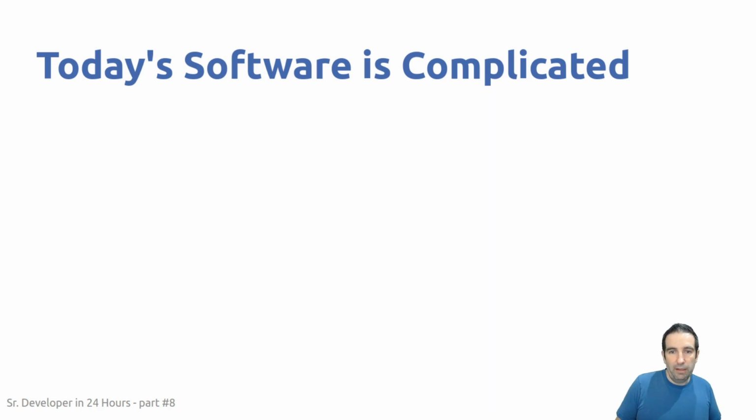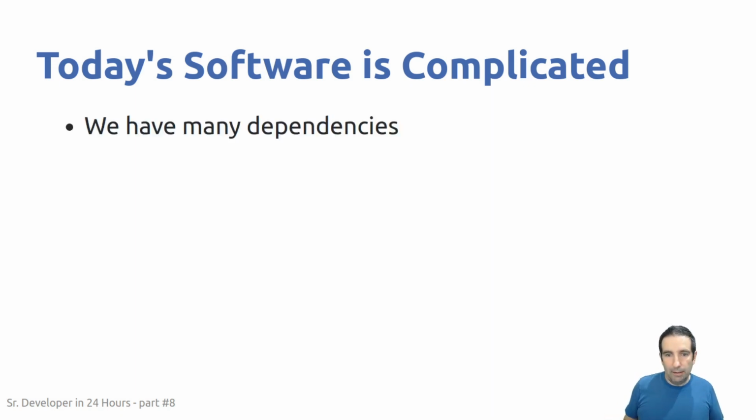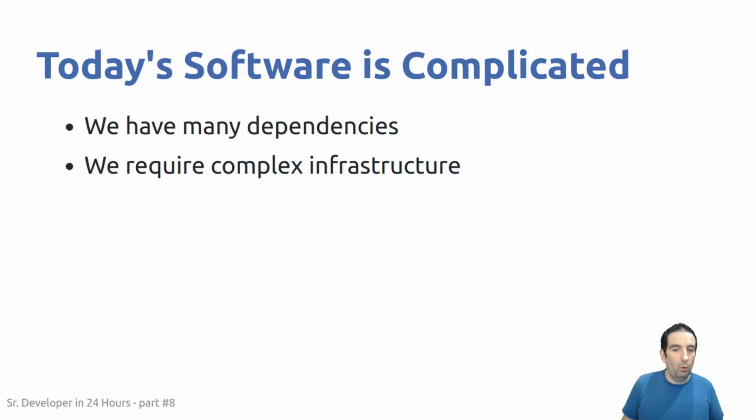And the truth is that today's software is really complicated. We have many dependencies. We require complex infrastructure, whether it's infrastructure in the cloud or infrastructure on-prem. When we're talking about backend applications, we're talking about databases, API gateways, web servers, external APIs, messaging, a lot of different components that we're going to depend on to have our component operate. Microservices have gone a long way to try to limit those dependencies, but nonetheless, we have to interact with the world that's out there.